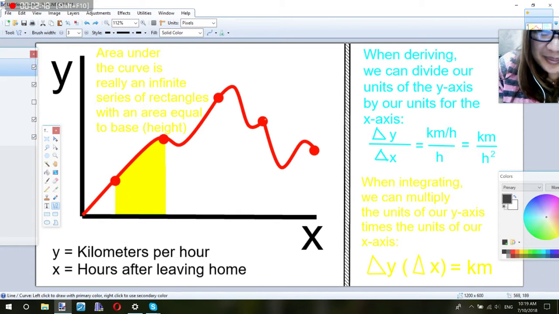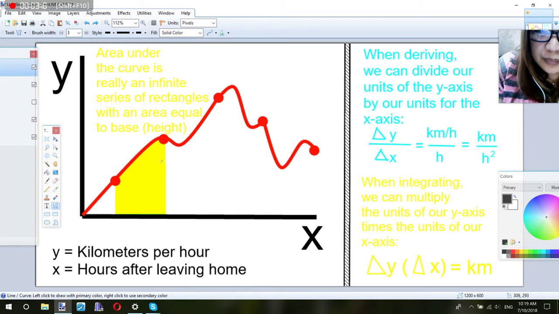Okay, so the area under the curve is really just infinitely many rectangles that all have areas of base times height, which means the units for this area underneath the curve are going to be the units of y times the units of x. So in this case, that would be kilometers per hour times hours, which leaves me with kilometers because our hours cancel. So this is going to tell me the displacement of my car over time.